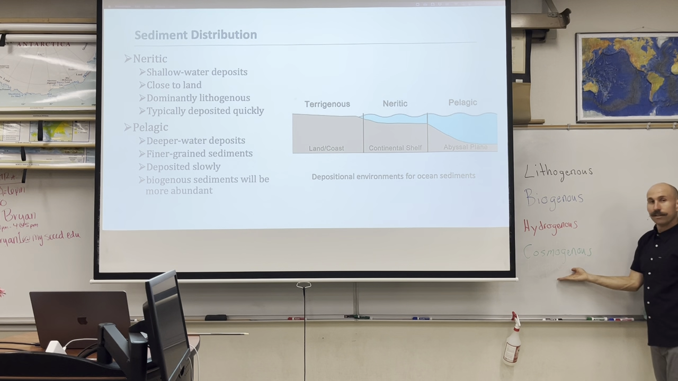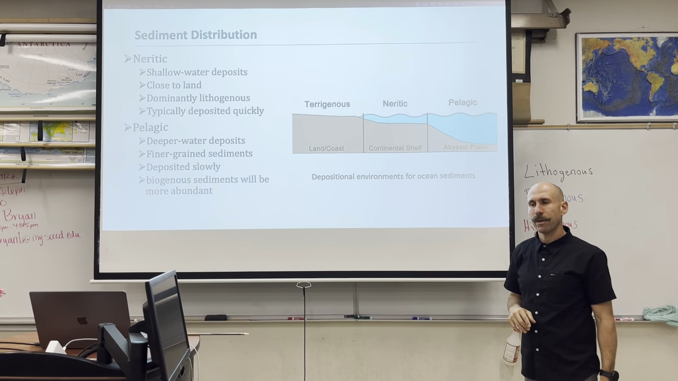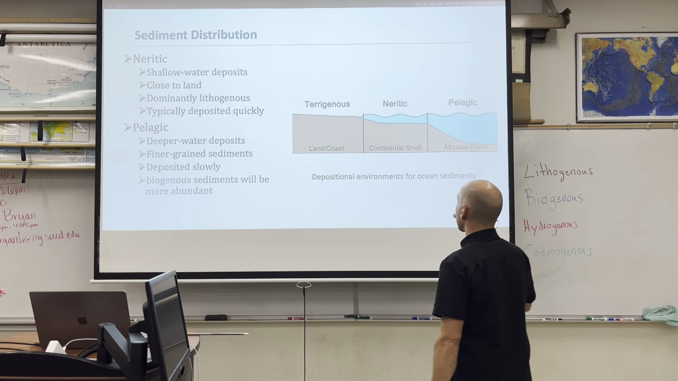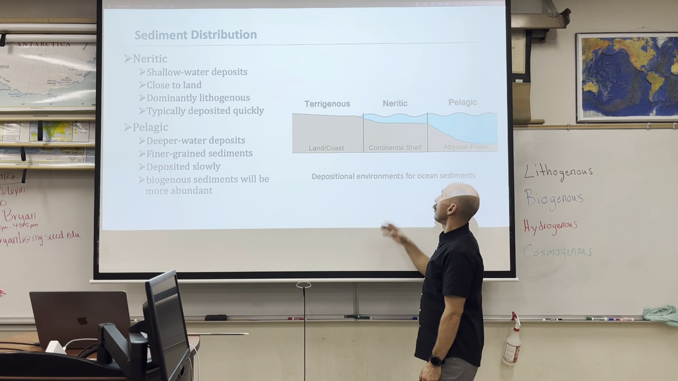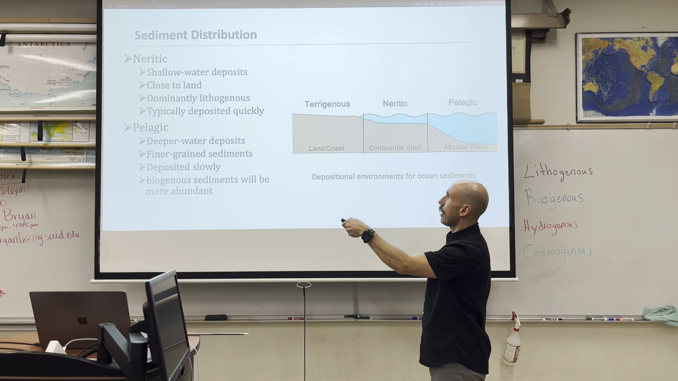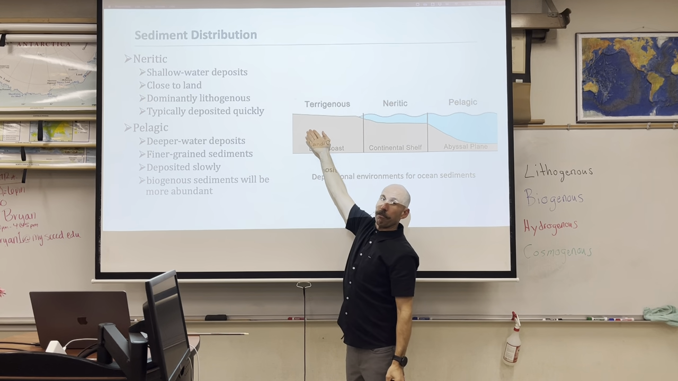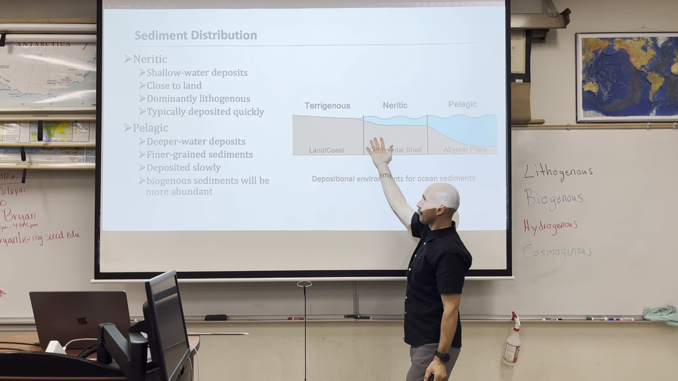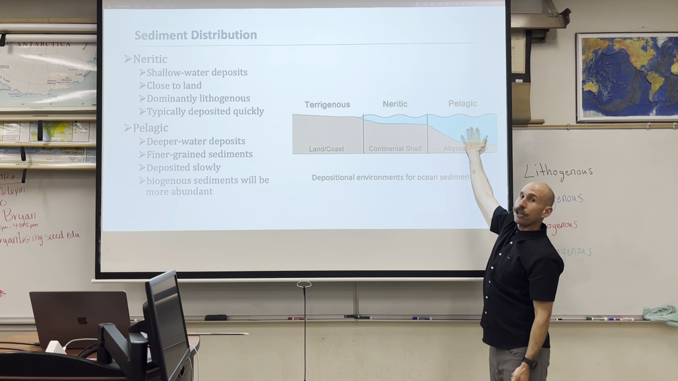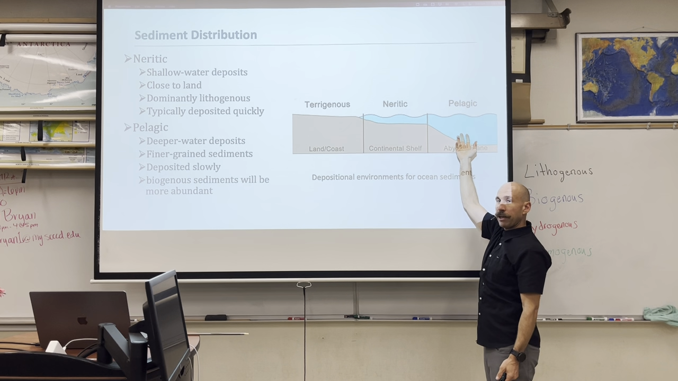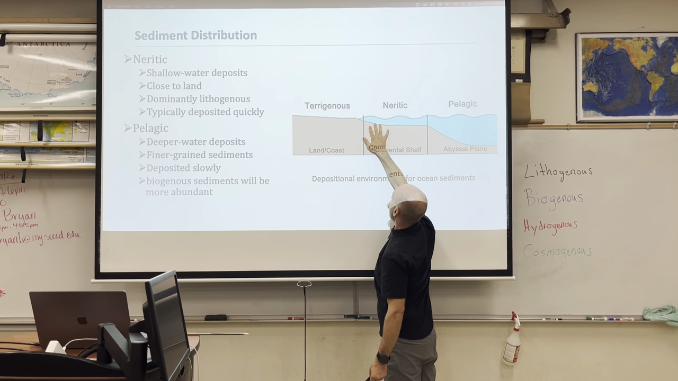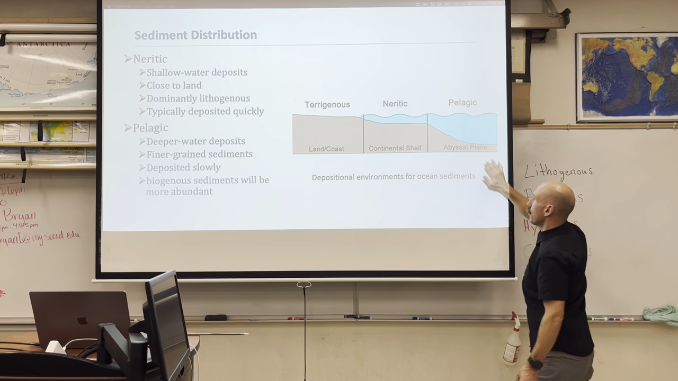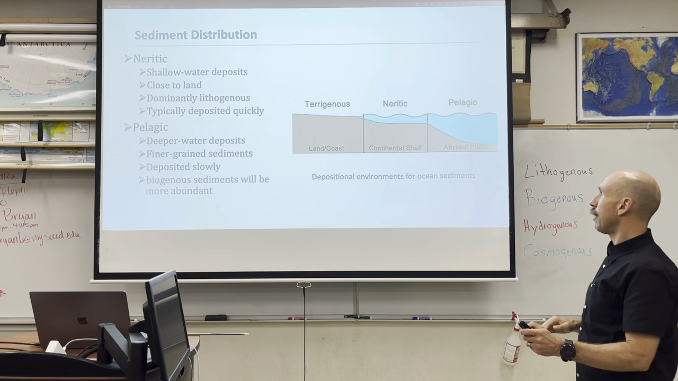Okay, so we've got our classification: lithogenous, biogenous, hydrogenous, cosmogenous. Now, where are they? If we remember back to marine environments, we've got our nearshore, neritic, and our open ocean, deep water, pelagic. Near shore, what do we have? It's close to land, mostly lithogenous, and quick deposition. Makes sense because rivers are pumping out the sediment, big sediment, which deposits quickly. Pelagic is going to be more biogenous. Not a ton of biogenous in neritic, but you've got a greater proportion of biogenous in pelagic. Finer grain sediments, because of the sediment the rivers deliver, the coarse stuff deposits, and the fine stuff travels pretty far before raining down to the bottom of the deep abyss.